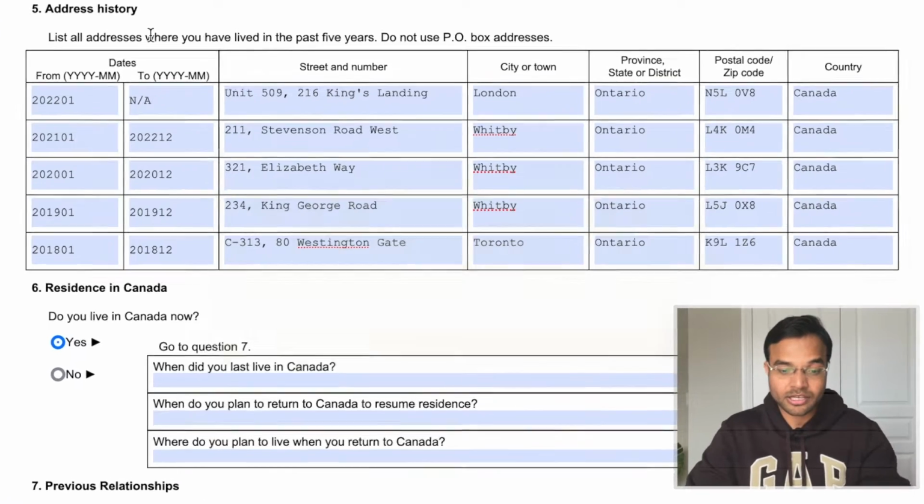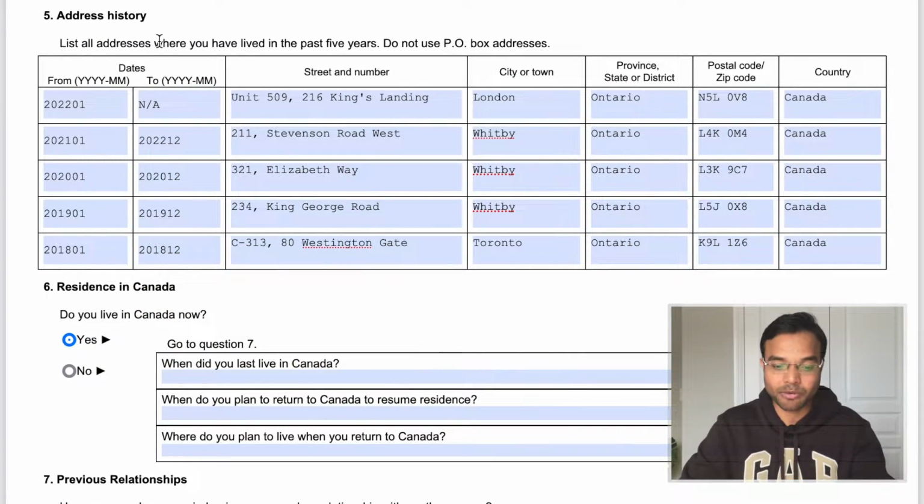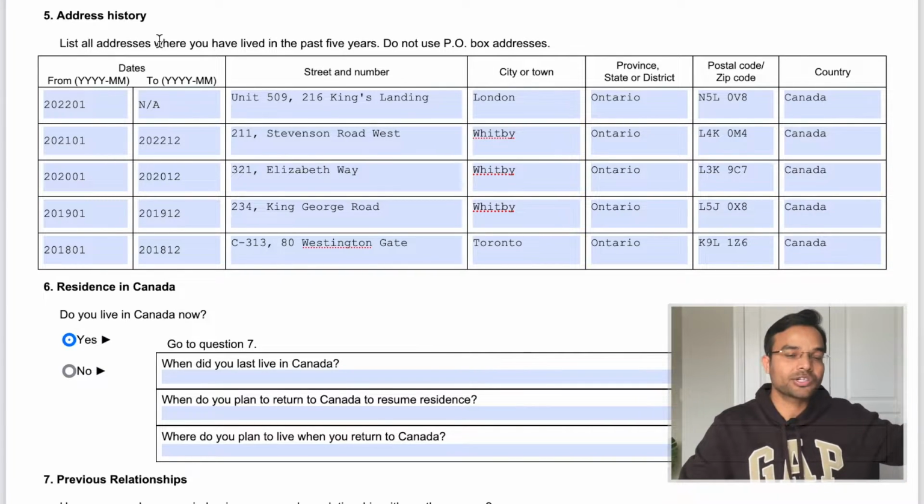If that is the case, since Ronald still had this Whitby location as the place where he had a contractual, let's say, a rent, or he was owning the property, he is still providing the address of Whitby. He is not providing the 6 addresses where he has stayed for a shorter duration.